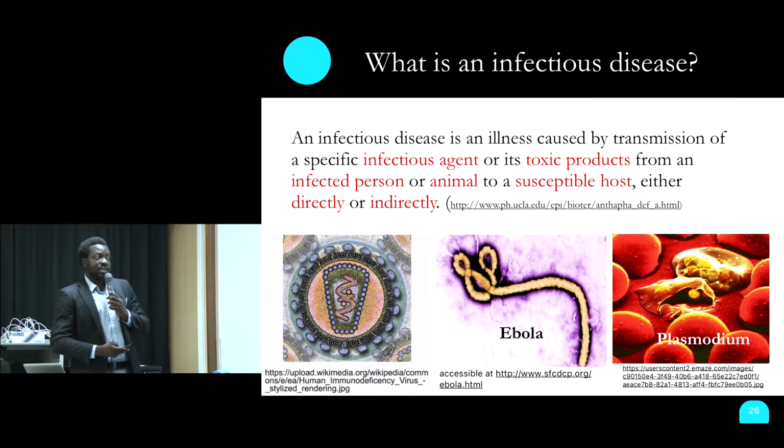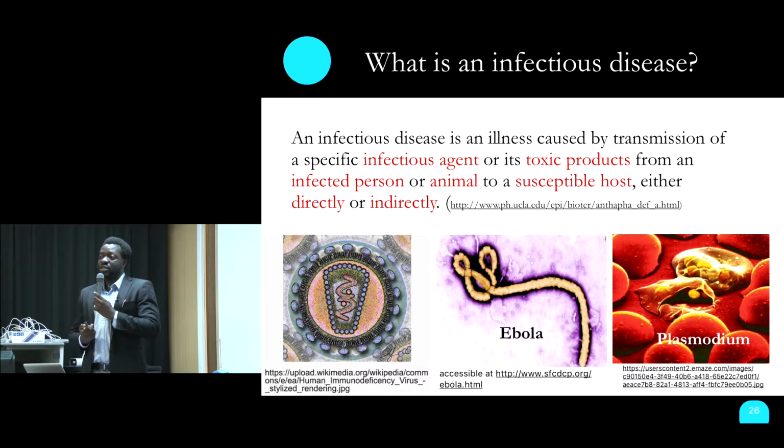What is an infectious disease? It's an illness, a disease caused by the transmission of a specific infectious agent or its toxic product from an infected person or animal, because some of the infectious diseases come from animals. It's not necessarily a human being. And it's transmitted to a susceptible host, and the transmission can be either direct or indirect.